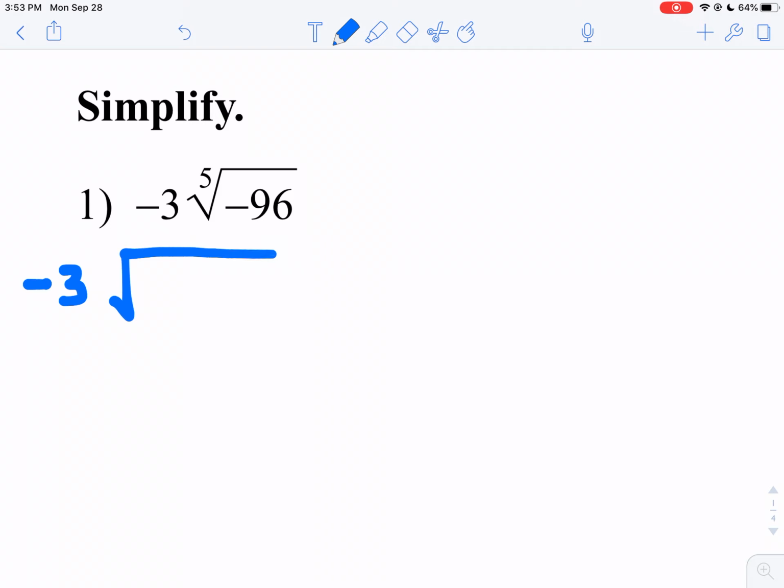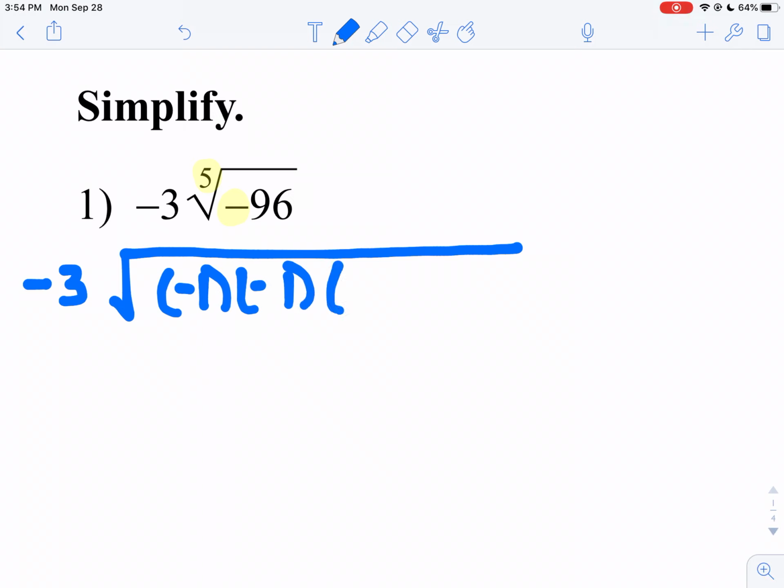And I want to break down my negative 96. This is a special problem because the radicand is negative and the index is 5. Anytime your radicand is negative and your index is 5, you can take a negative 1 out right away. It's just like negative 1 times negative 1 times negative 1 times negative 1 times negative 1, 5 times, 96.